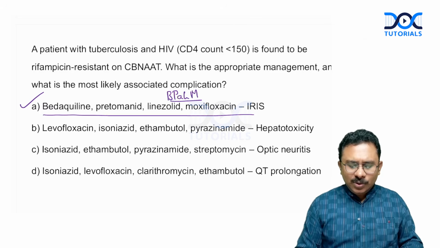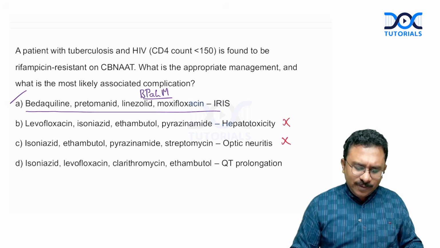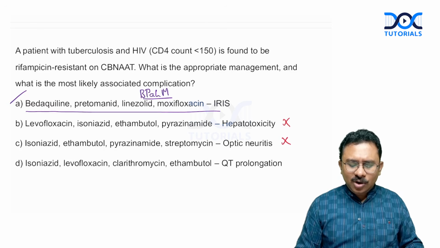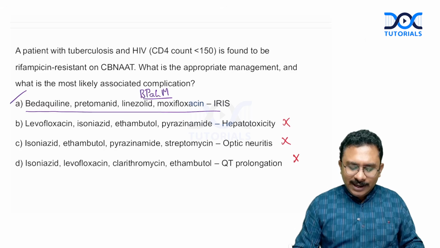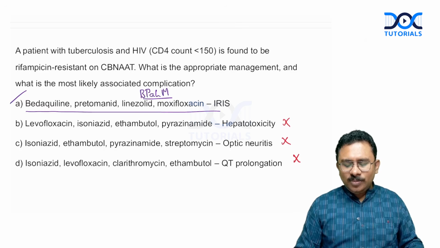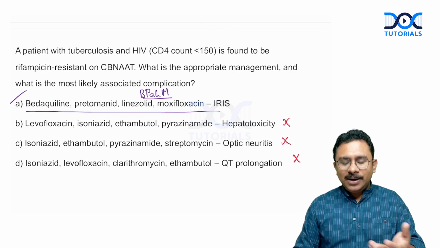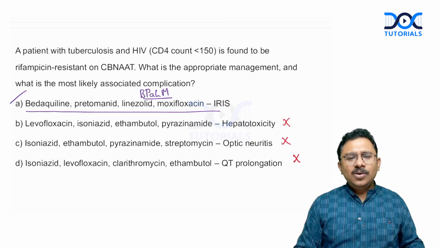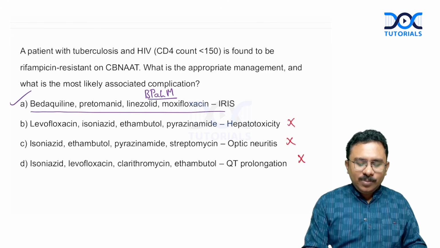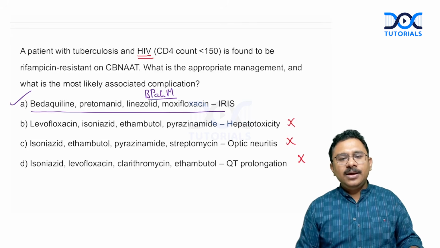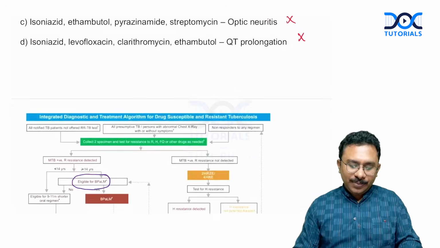Levofloxacin, INH, ethambutol, pyrazinamide, again not a preferred regimen. INH, ethambutol, pyrazinamide, streptomycin, nowadays NTP does not recommend it. Isoniazid, levofloxacin, clarithromycin, ethambutol, again no. So the regimen recommended is this, and the second part is what is the expected complication. You can have IRIS development, which I've just told you as well. Especially in a patient with HIV also having TB, there is a chance of development of immune reconstitution inflammatory syndrome.